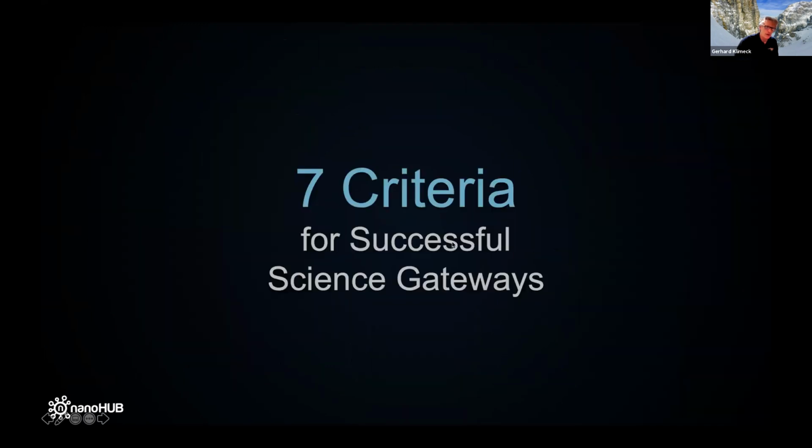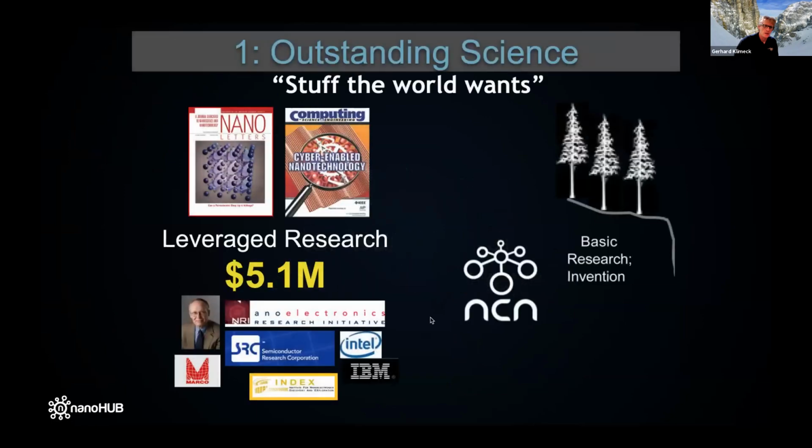So a couple of years ago, I put a stake in the ground and decided to define seven success criteria to make this work. So first of all, you have to have outstanding science. You have to have stuff the world wants. And you have to bring in leveraged funding. NSF by itself or a funding agency will not give you enough money to generate all the stuff that you need. So you need to get leverage.